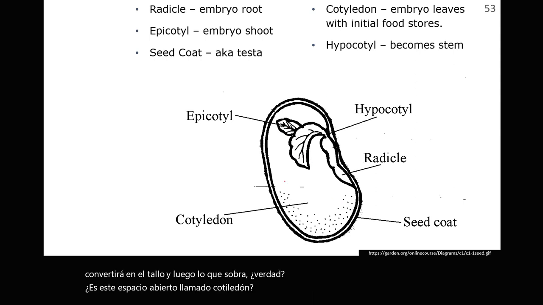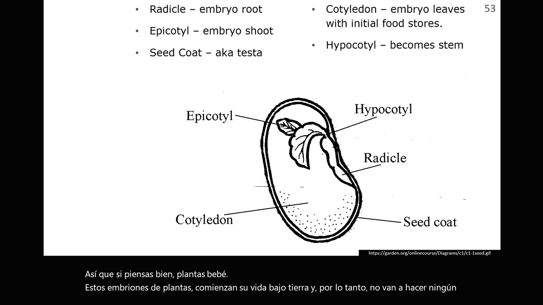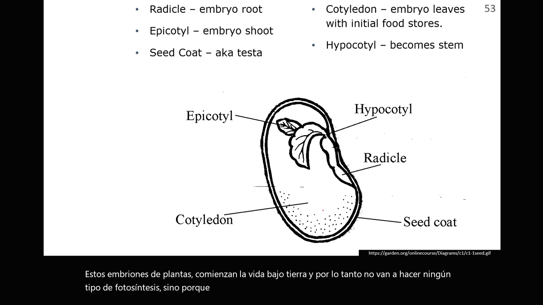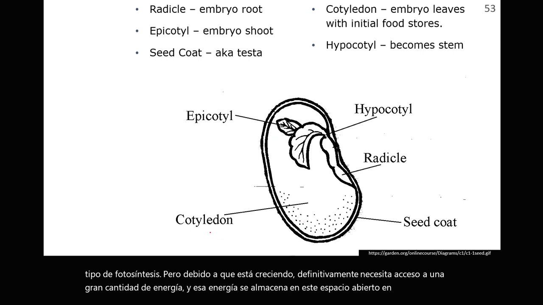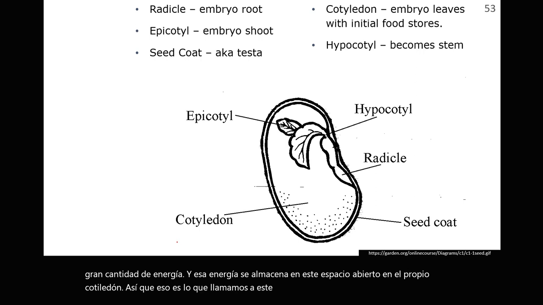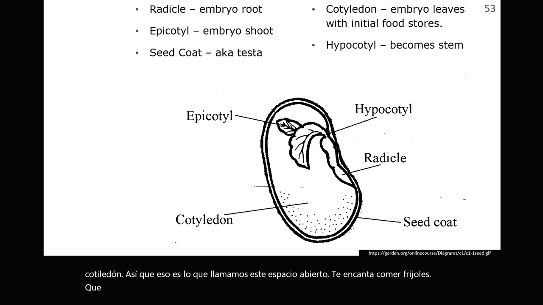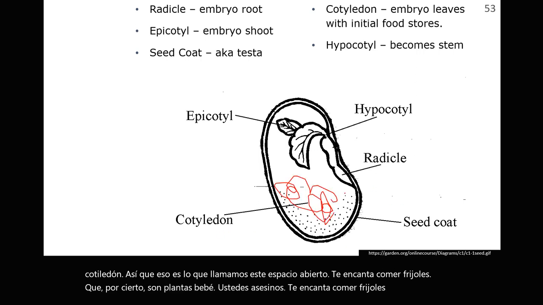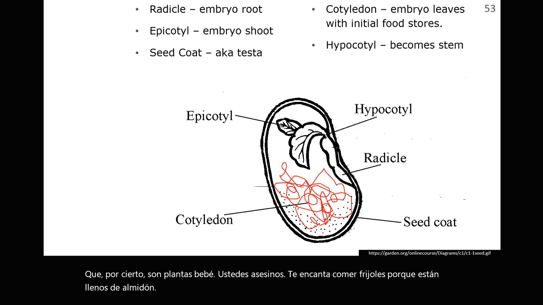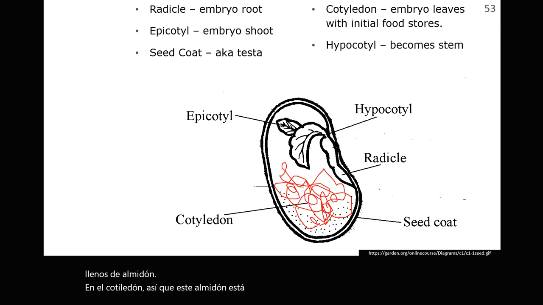And so if you think about baby plants, these plant embryos, they start life underground. And so they're not going to be doing any kind of photosynthesis. But because it's growing, it definitely needs access to a large amount of energy. And that energy is stored in this open space, in the cotyledon itself. So that's what we call this open space. You love eating beans, which, by the way, are baby plants, you murderers. You love eating beans because this is full of starch in the cotyledon. So this starch is here to support the initial growth of the plant embryo.